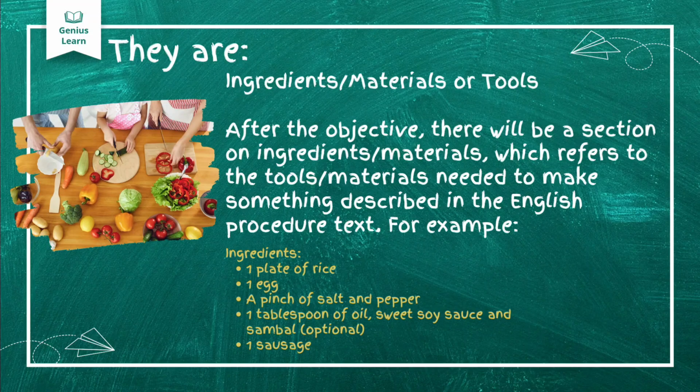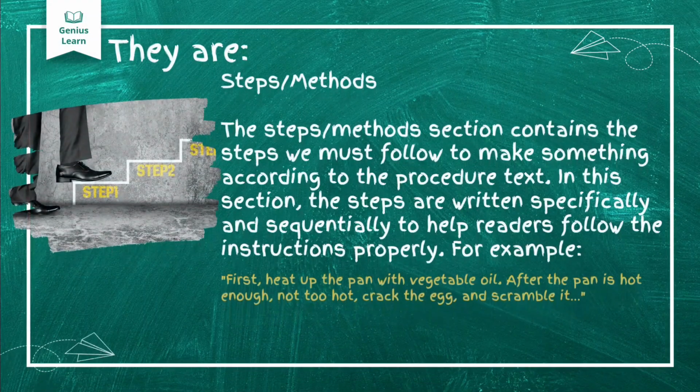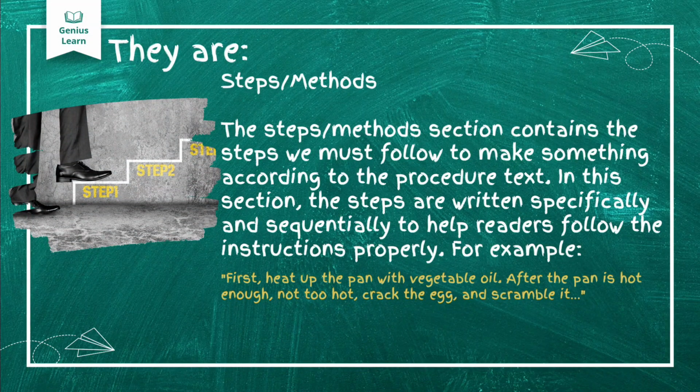Okay, let's proceed. The last one is the steps or the method. The steps or method section contains the steps we must follow in order to make something according to the procedure text. In this section, the steps are written specifically and sequentially to help the readers follow the instruction properly. For example, here, the first step to make nasi goreng is heat up the pan with vegetable oil. After the pan is hot enough, maybe not too hot, crack the egg and scramble it.